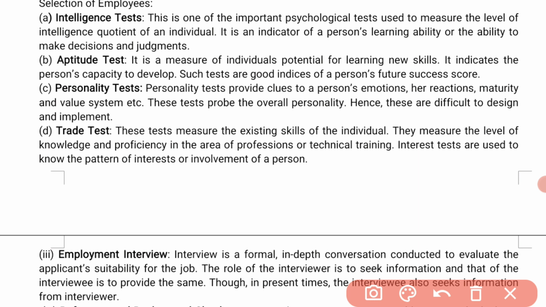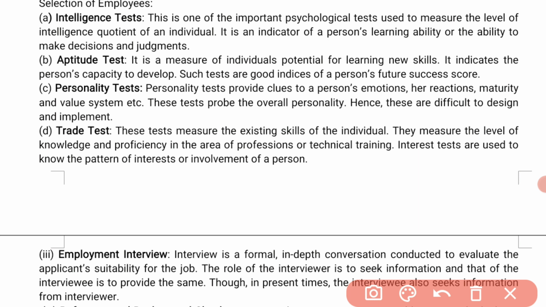And next, that is the aptitude test. Aptitude test means it is to measure an individual's potential for learning new skills. It indicates the person's capacity to develop. Such tests are good indices of a person's future success score. So the aptitude test is nothing but the test which measures an individual's learning of a new skill.